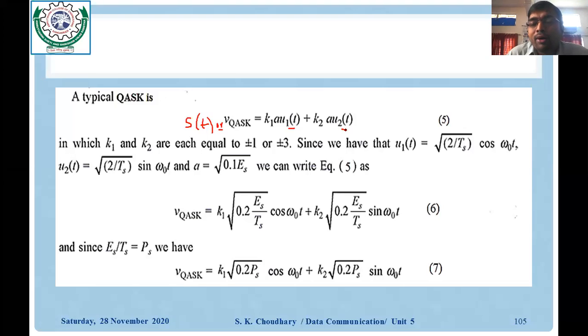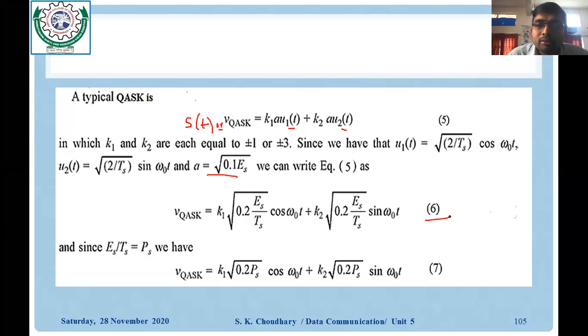In this way, you can define the orthogonal carrier signals as u1 equal to square root of 2 upon Ts cos omega naught t, and u2 is square root of 2 upon Ts sin omega naught t. That is very common in all the techniques we have taken. And A is the value square root of 0.1 Es. So we can rewrite equation number 5 by substituting the values of u1 and A. It becomes s(t) = K1 square root of 0.2 Es upon Ts cos omega naught t + K2 square root of 0.2 Es upon Ts sin omega naught t. This is equation number 6.